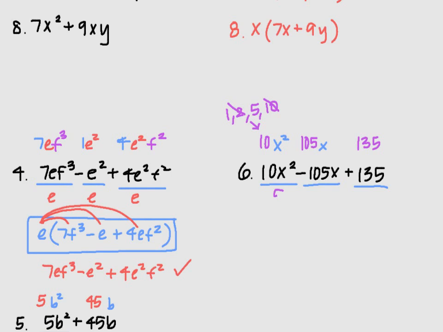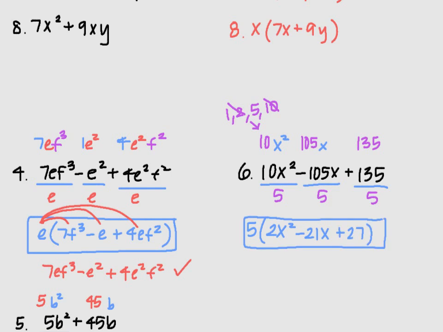So I know that all 3 terms in this trinomial are divisible by 5. They are not all divisible by x, so the GCF in this example is actually only the number 5. So I would factor out a 5, meaning divide 5 from all 3 of the terms. 10x squared divided by 5 equals 2x squared. Negative 105x divided by 5 equals negative 21x. 135 divided by 5 equals positive 27. So this is the factored form of my trinomial.